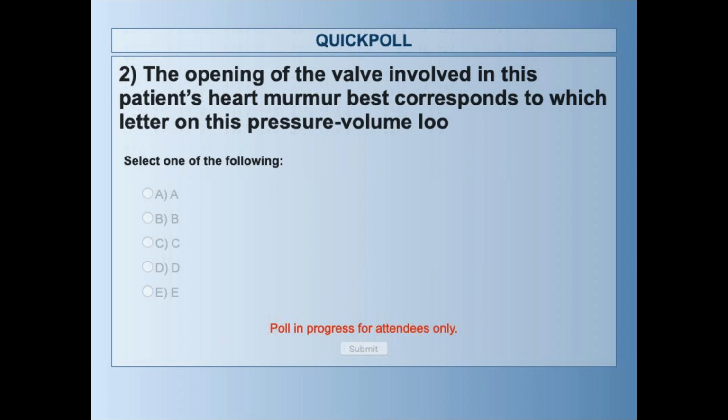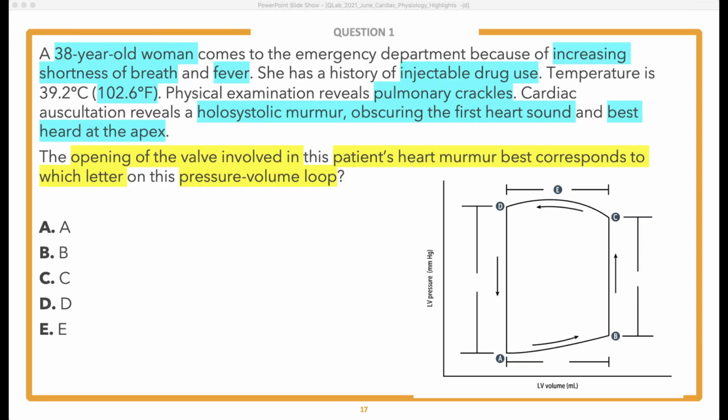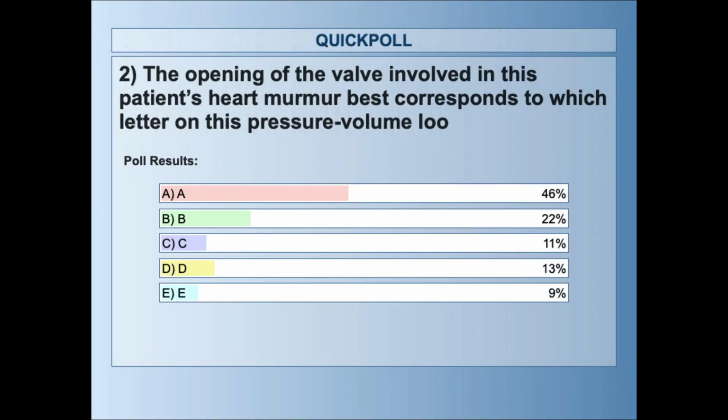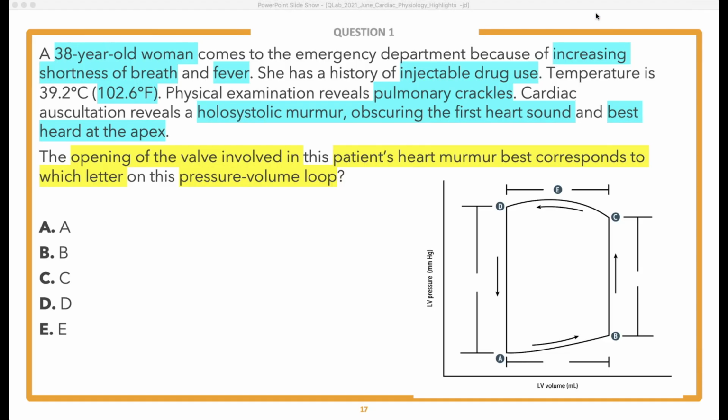I see the responses coming in. We'll give all of you a few more moments here. All right, I see that two-thirds of you have responded. Let's go ahead and close the poll and see what the audience selected. It looks like 46% of you selected answer choice A, and in second place was answer choice B, with 22% of you selecting B. So let's go ahead and take a look and see what the correct answer is.